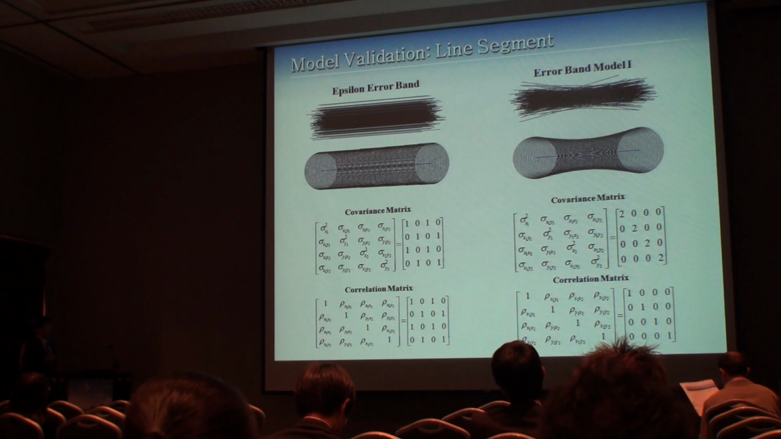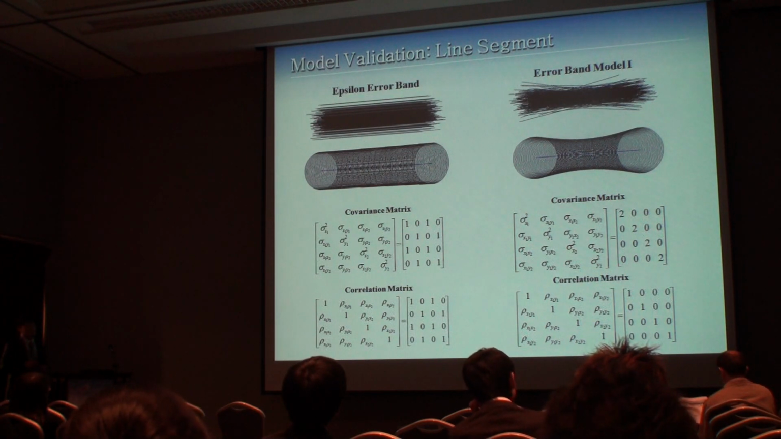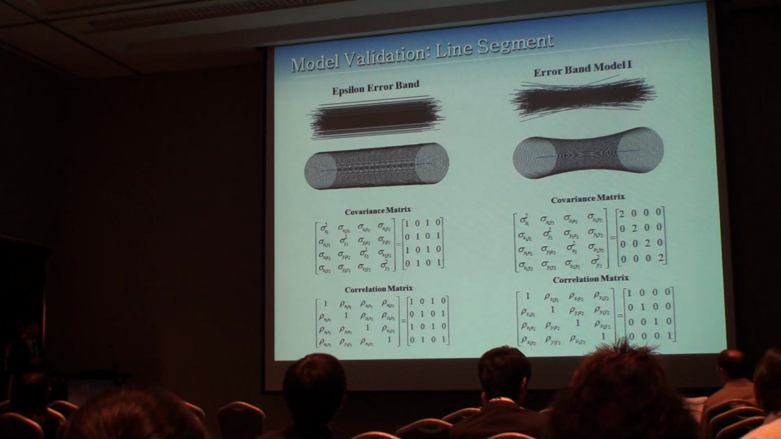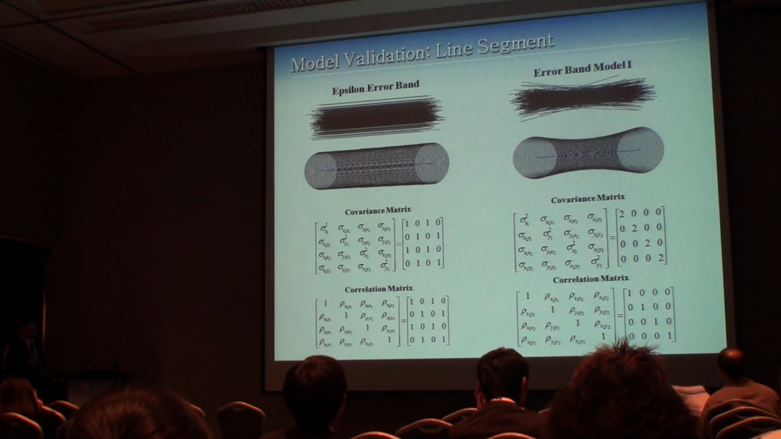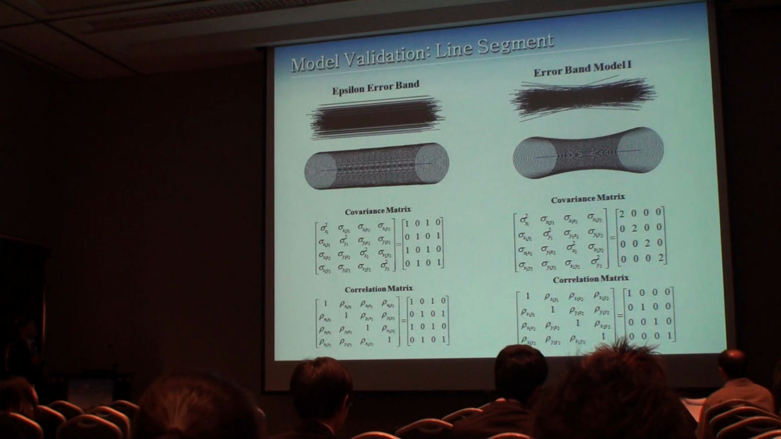The error band model shows that the two endpoints are independent of each other. Also, they have equal variance. Like the error description by the error band model, the simulation result has a minimum width in the middle and maximum width at the two endpoints.